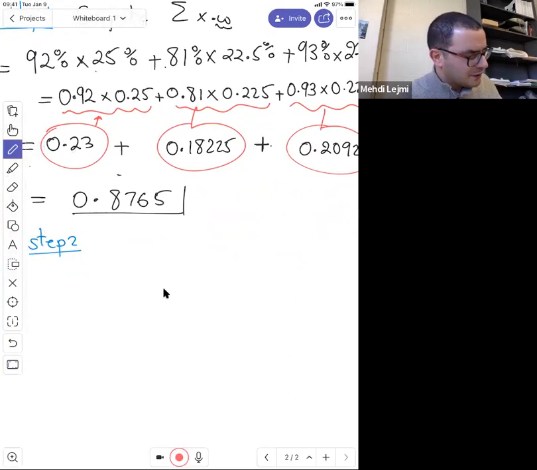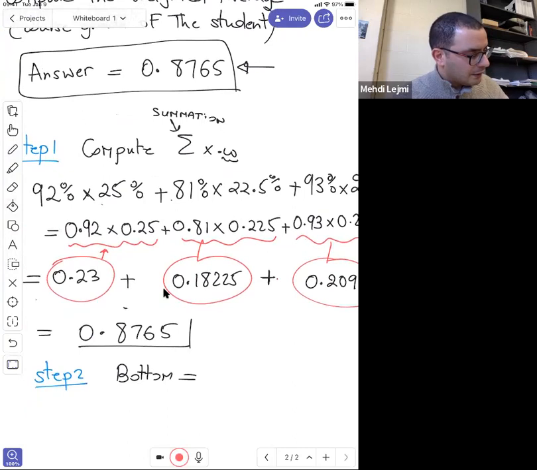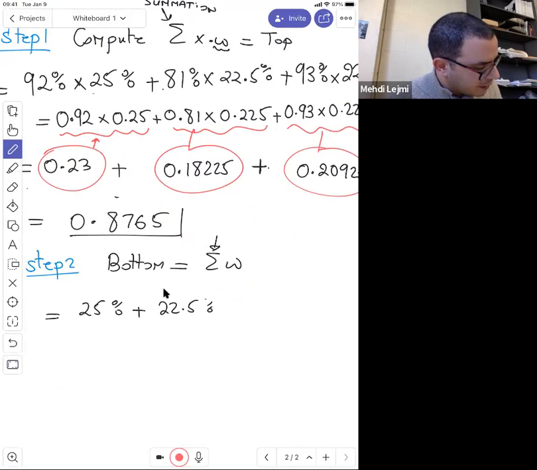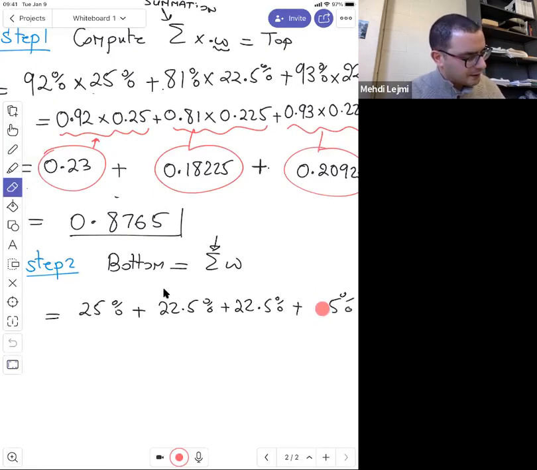All right. Now, the last step, step two. This is the denominator. The top is the scores times the weights. That's always the top. Now the denominator is always the sum of the weights. Just take the sum of the weights. This is equal to the weight of the lab score. Lab score is worth 25%, plus, because we have a summation. The weight of the first test is 22.5%. The weight of the second test is also 22.5%. Plus the weight of the final, which is, I think, 25%. No, sorry, 30%. The weight of the final is actually 30%. So the final is worth 30%.